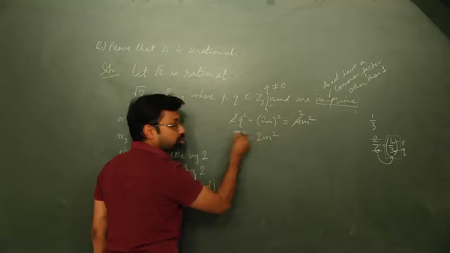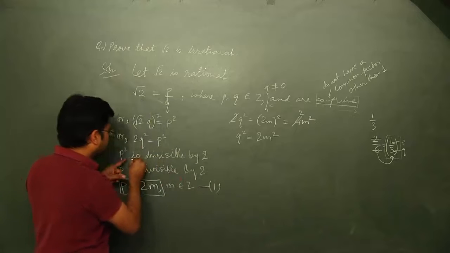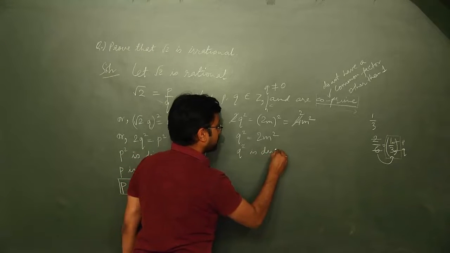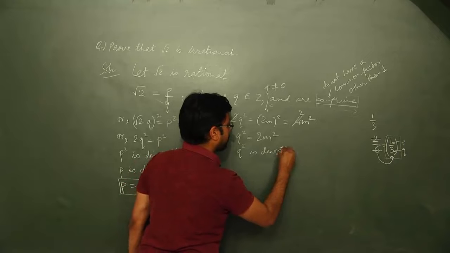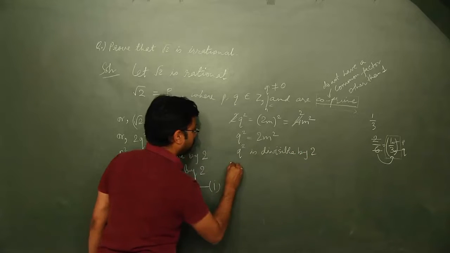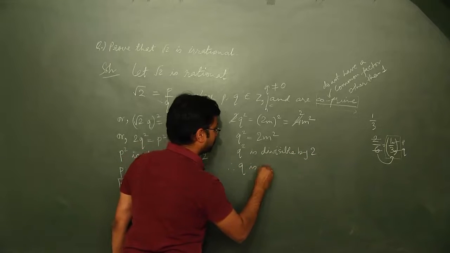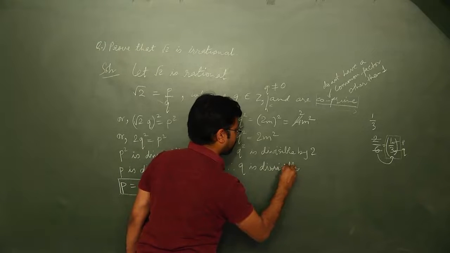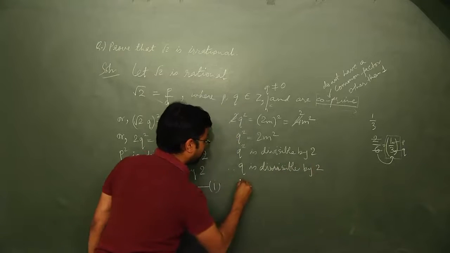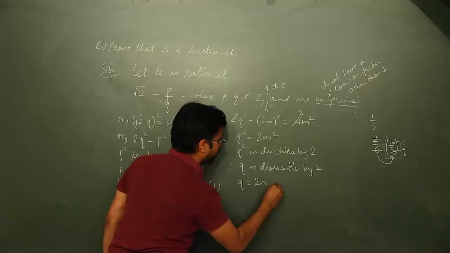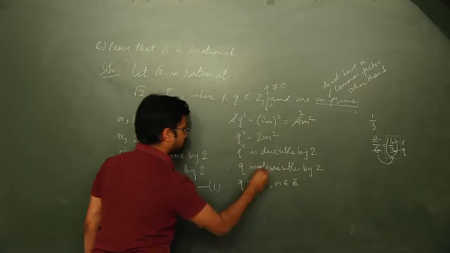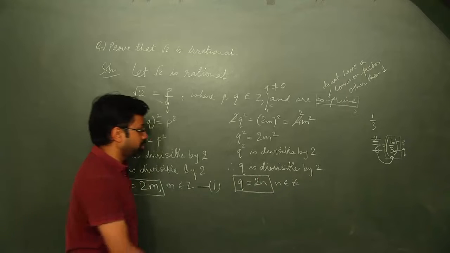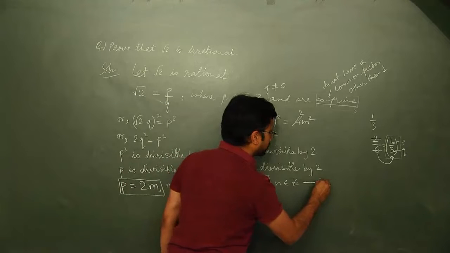When q square is equal to 2m square, just like we did here, we can say that q square is divisible by 2. Therefore, q is divisible by 2. Since q is divisible by 2, 2 is a factor of q, hence q can be written as q is equal to 2n. Let this be equation 2.